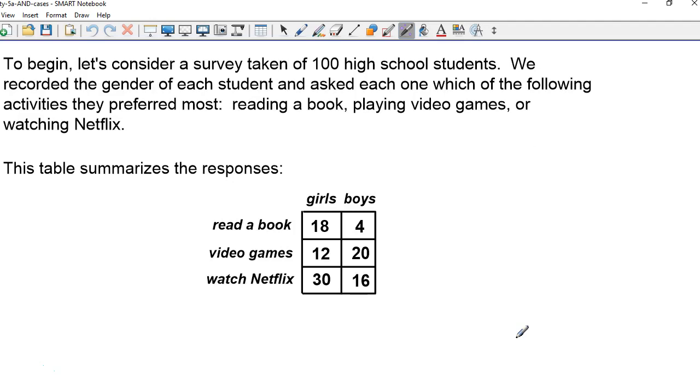Okay, so to begin, let's consider a survey taken of 100 high school students. We recorded the gender of each student and asked each one which of the following activities they preferred the most: reading a book, playing video games, or watching Netflix, and this table summarizes the responses. So, for example, this 12 here indicates that 12 girls selected video games as their favorite activity, and this 16 here represents that 16 boys selected watching Netflix as their favorite entertainment activity.